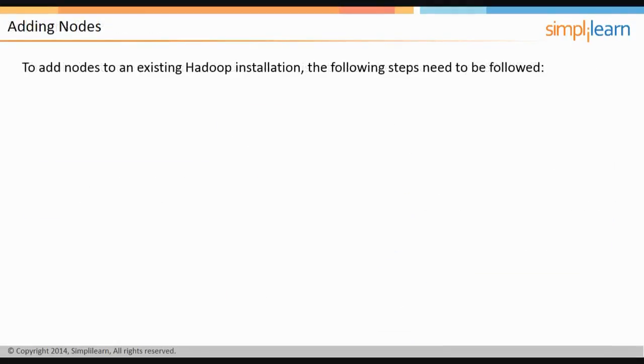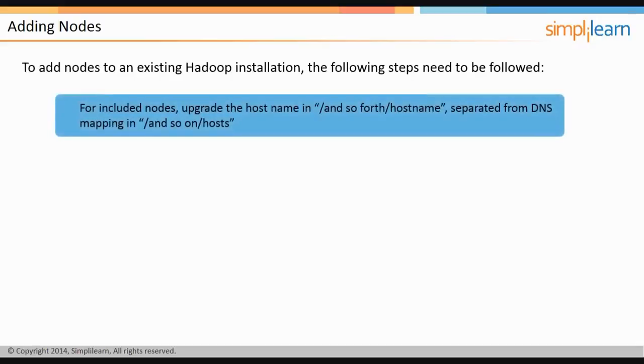To add nodes to an existing Hadoop installation, the following steps need to be followed. The nodes that need to be included require updating the host's name in the default directory shown on the screen, which is separate from the DNS mapping in the default directory, again shown on the screen. The allotted IP address in the system likewise needs to be updated.